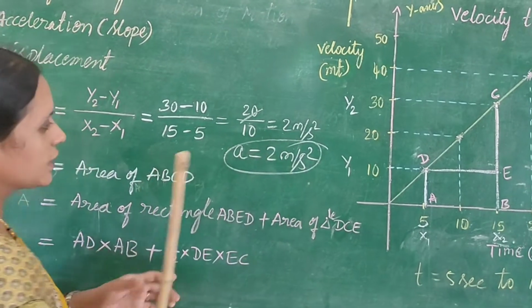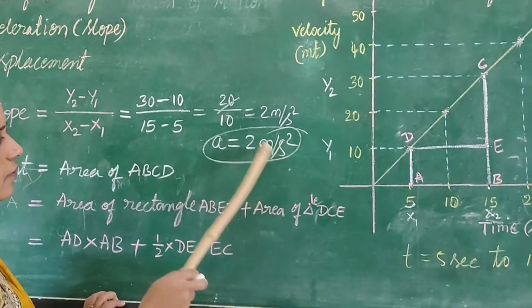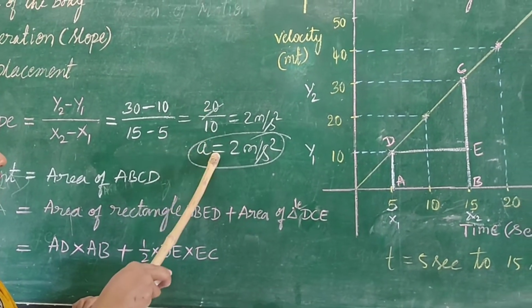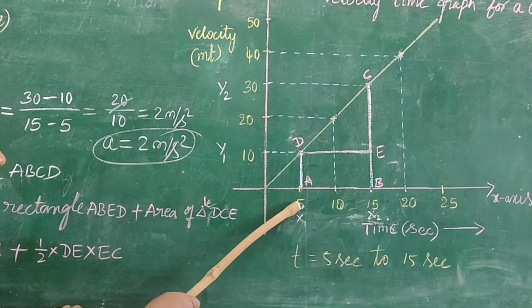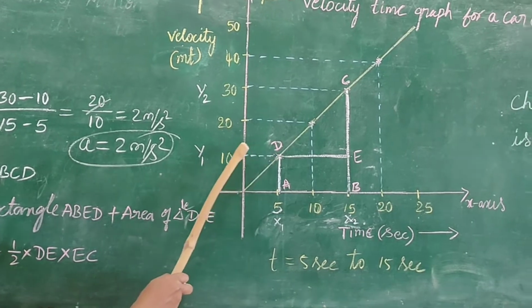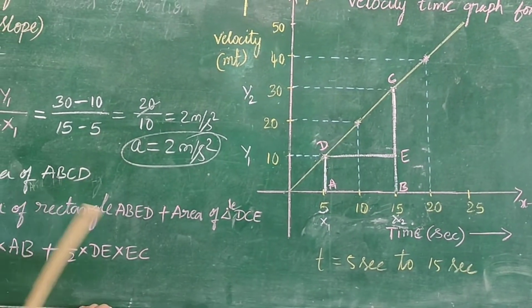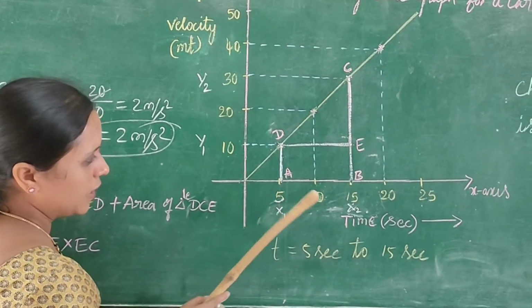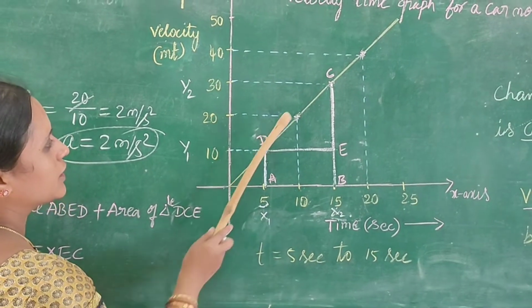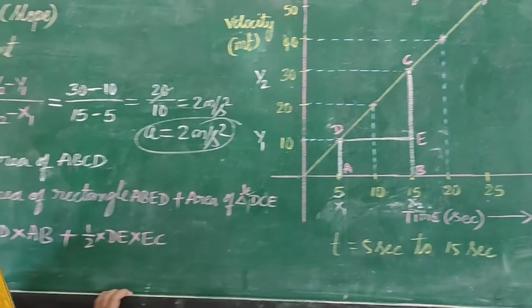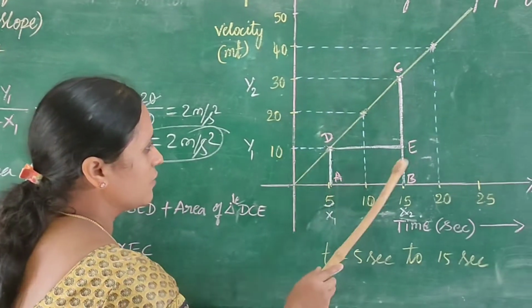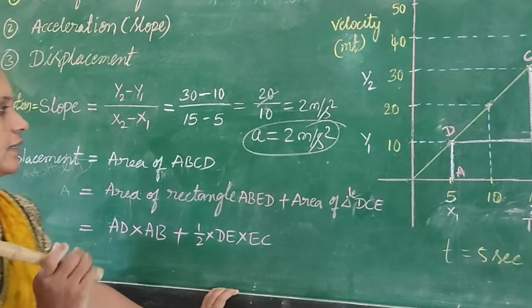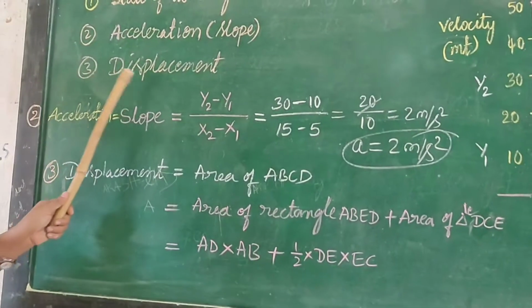So meter per second square is the unit of acceleration. What it tells is, in every 5 seconds, the acceleration increases by 2 meter per second square. This is how we can use the graph to find the acceleration. The third one is what?